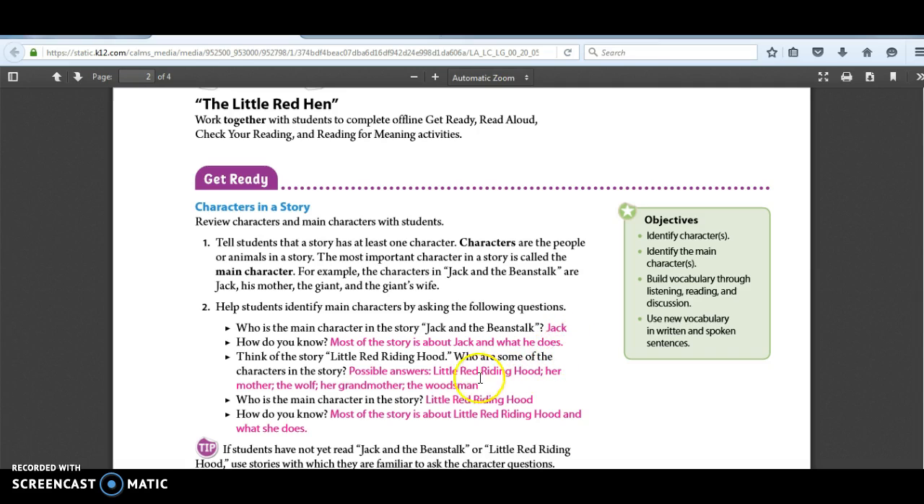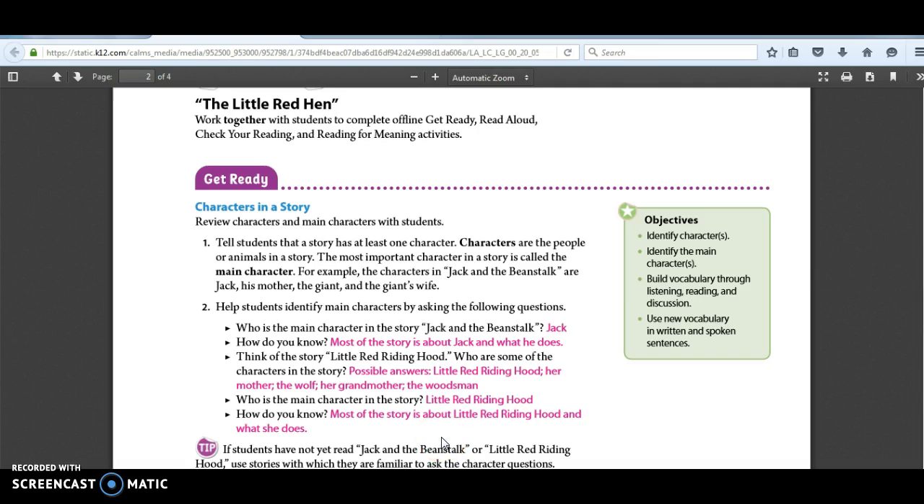Let's think about another story that you may be familiar with, Little Red Riding Hood. Who are some of the characters in this story? Tell your learning coach some of the characters in Little Red Riding Hood. If you said Little Red Riding Hood, her mother, the wolf, the grandmother, or the woodsman, those were all characters in the story Little Red Riding Hood. Who do you think the main character in that story was? Tell your learning coach.